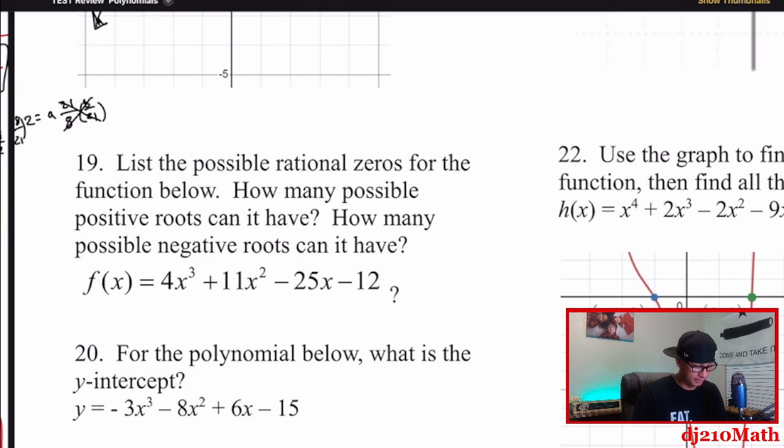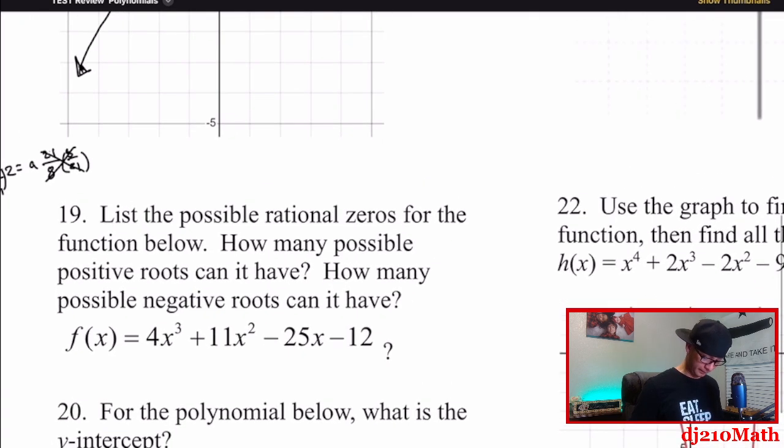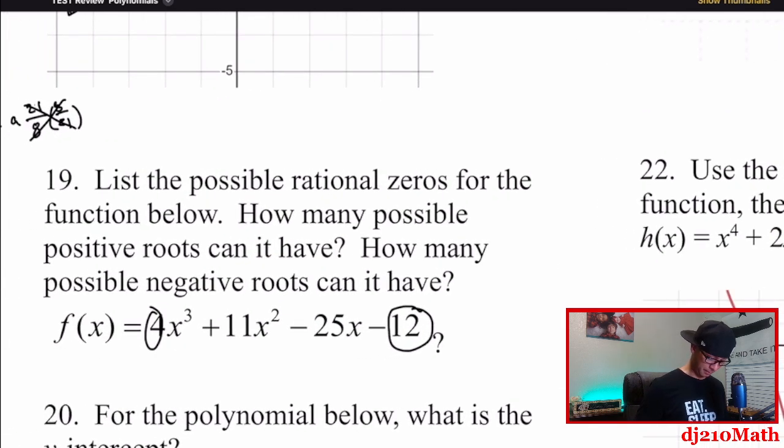Number 19. List the possible rational zeros. Okay. So we look at 12. We're going to take all the factors of 12 and put them over all the factors of 4. So that means factors of 12: 1 and 12, 2 and 6, 3 and 4. And these are all plus or minus. All over factors of 4: 1 and 4, 2 and 2. I'm just going to write it once.